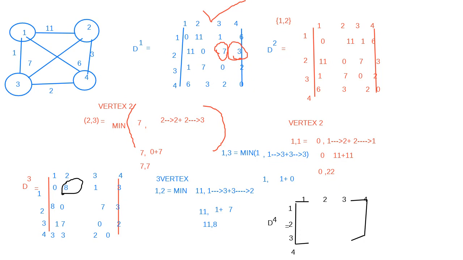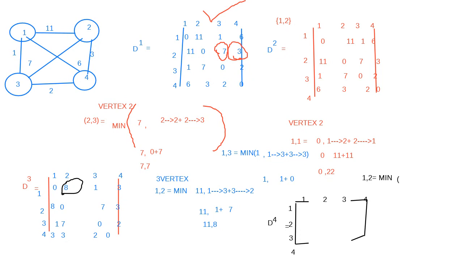Now for solving 1 comma 2, I have to write minimum. So what you have to do is look at the earlier entry in the D3 matrix. The earlier entry is 8. So I am writing 8 over here.